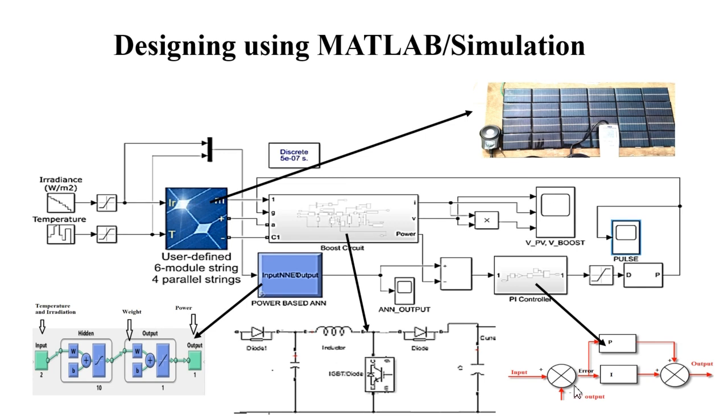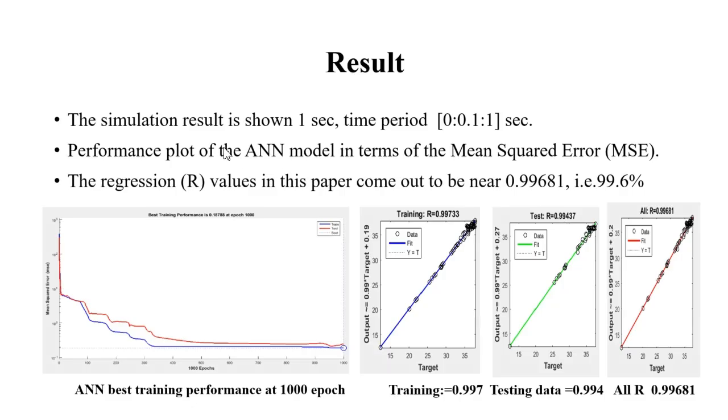This was the ANN controller. This is the boost converter. This is the PID controller that has been integrated in the system. These were the outputs of the ANN. The simulation time has been kept at 1 second, and the mean square error has been calculated with a regression value of 99.6%.